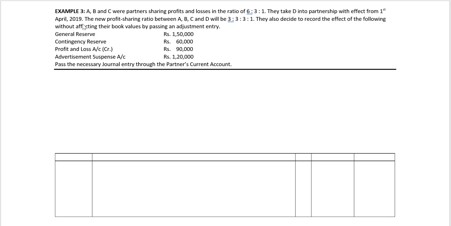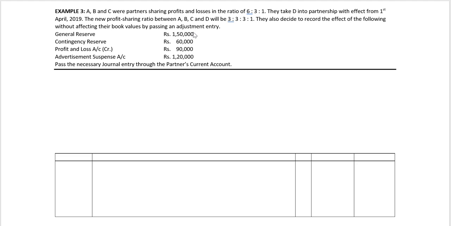Example 3. A, B and C were partners sharing profits and losses in the ratio of 6:3:1. They take D into partnership with effect from 1st April 2019. The new profit sharing ratio between A, B, C and D will be 3:3:3:1. They also decide to record the effect of the following without affecting their book values by passing an adjustment entry.